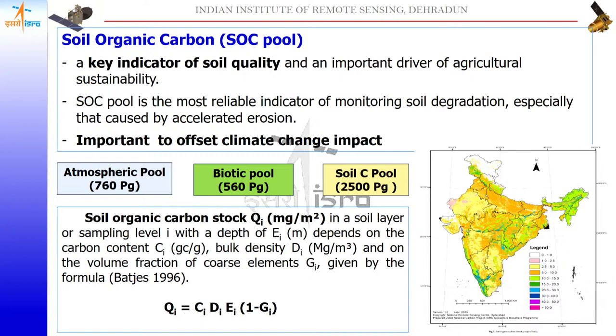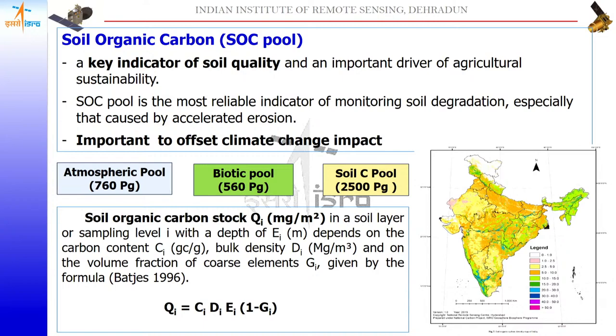Studying soil carbon is very important today for the study of climate change. You know how much carbon is in the atmosphere, and that carbon comes from various sources. Soil carbon study is also important because it is an indicator of soil quality. The higher the organic carbon in the soils, the higher the soil quality.